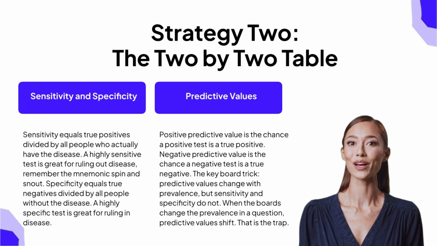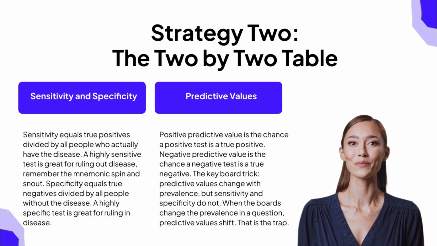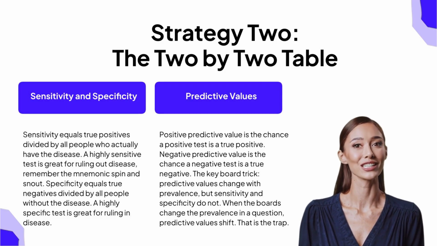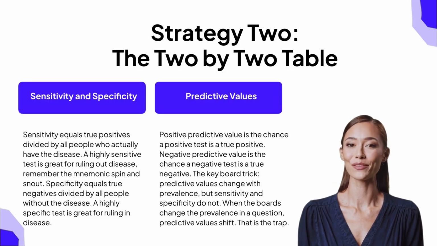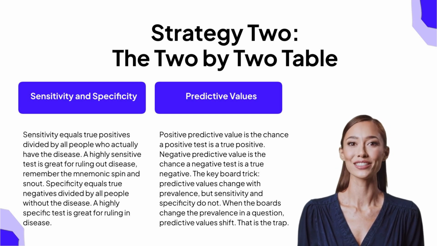Strategy 2 is all about the 2x2 table. This is probably the single most tested concept in biostatistics on the boards. You need to know sensitivity and specificity cold. Sensitivity equals true positives divided by everyone who actually has the disease. The mnemonic is SNOUT, which stands for sensitivity rules out. A highly sensitive test, when negative, is excellent for ruling out disease.